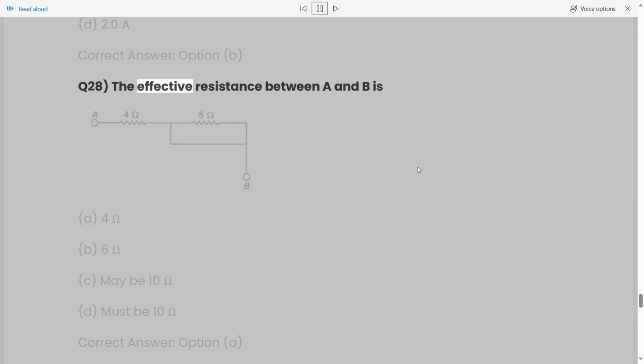Q28. The effective resistance between A and B is A. 4 ohms, B. 6 ohms, C. May be 10 ohms, D. Must be 10 ohms. Correct answer option A.